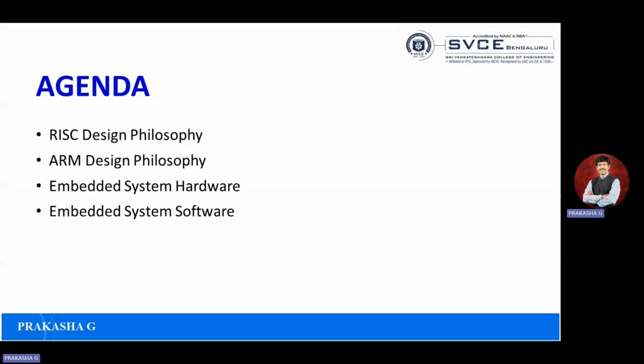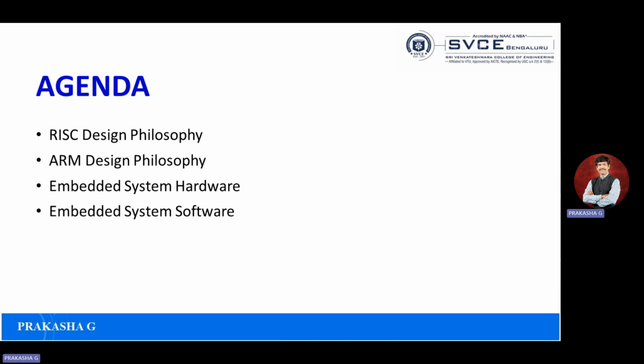The agenda of this particular topic is basically four topics. One is what is the design philosophy of the RISC? What is RISC? Reduced instruction set computer. The ARM is basically a reduced instruction set computer. Okay. What is the design philosophy we are going to use for designing the RISC devices?